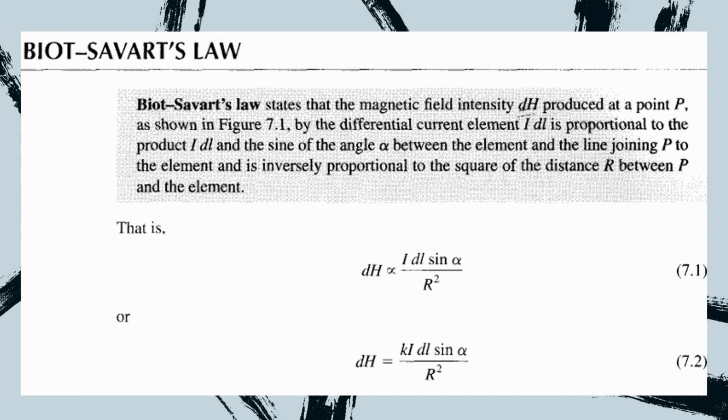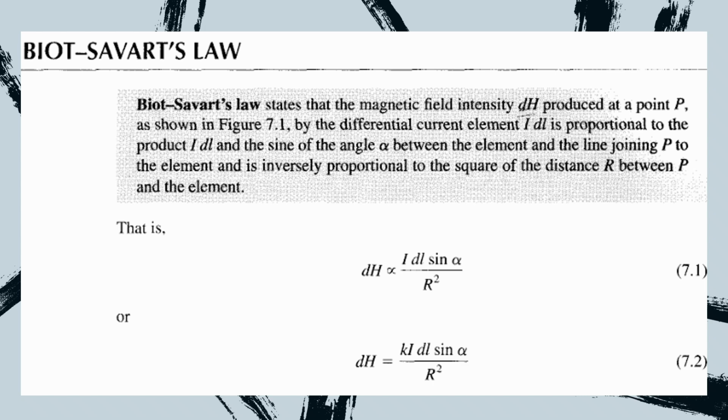Now let's talk about Biot-Savart's law. Biot-Savart's law will tell you the magnetic field intensity. Coulomb's law tells how to find the electric field or the electric force; here, similarly, we will find the magnetic field intensity, that is dH. So this says that at any point P, the differential field dH due to the current element is proportional to the product of I dL and the sine of the angle alpha between the element and the line joining P.